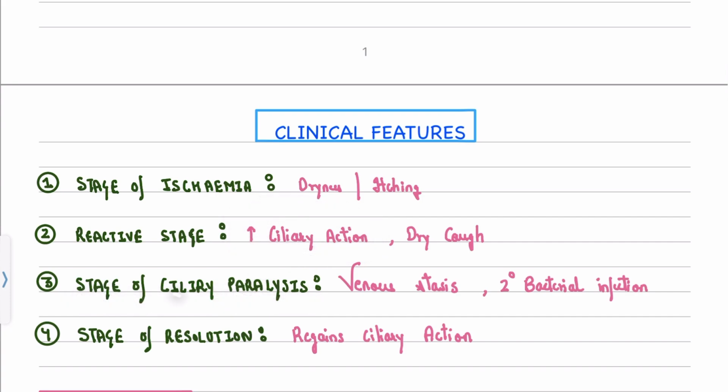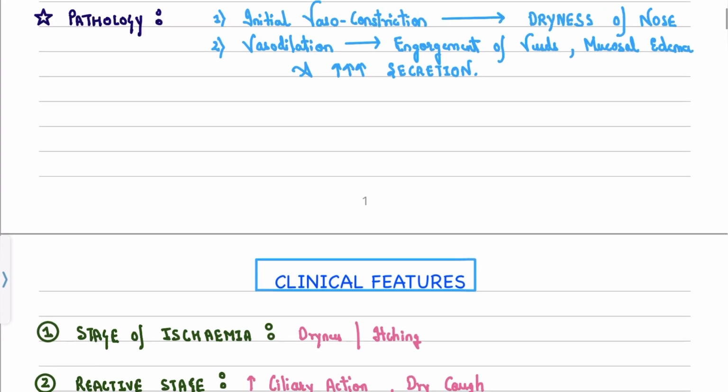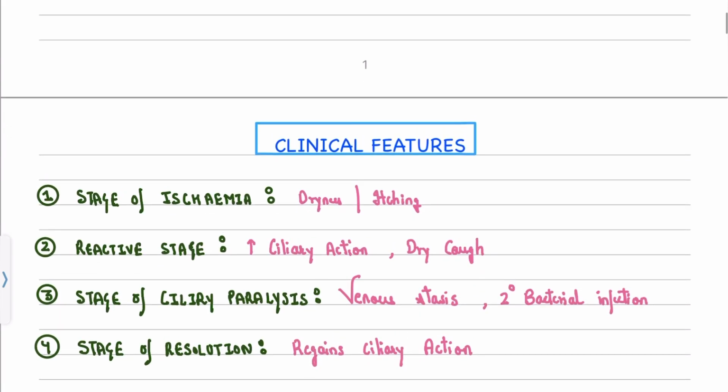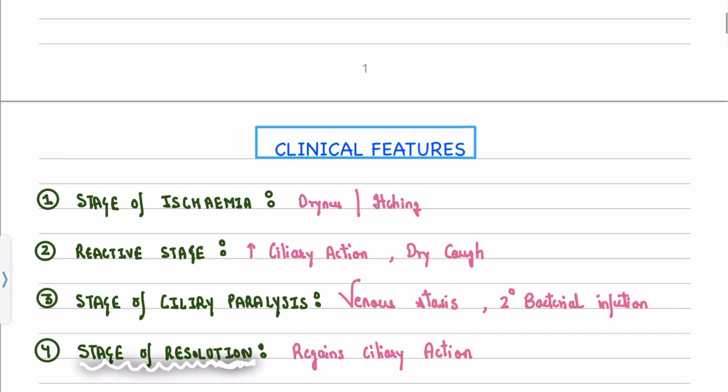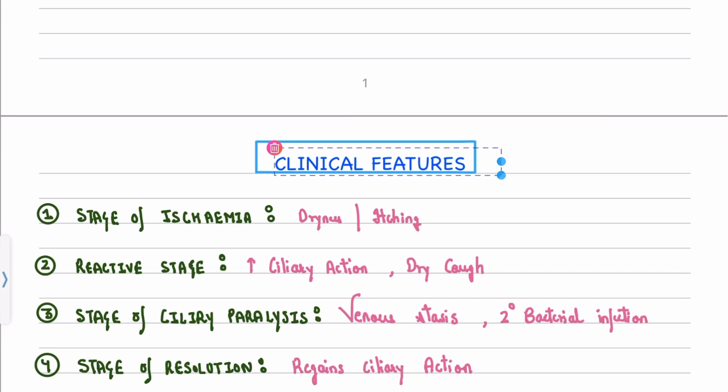Because of this ciliary paralysis, there is a very much increased chance of secondary bacterial infection, and also there is venous stasis, since we have passed through the stage of vasodilation. Next, we have the stage of resolution. Like any other viral infection, the common cold also resolves. The cilia regain their action and the patient reverts back to normal.